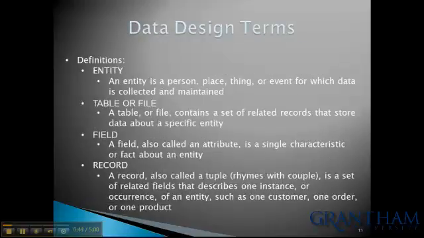Some terms that you might see in a database: an entity is a person, place, thing, or event for which data is being collected and maintained. A table or a file contains a set of related records that store data about a specific entity. A field, also called an attribute, is a single characteristic or fact about the entity. A record, also called a tuple, is a set of related fields that describe one instance or occurrence of an entity, such as one customer, one order, or one product.